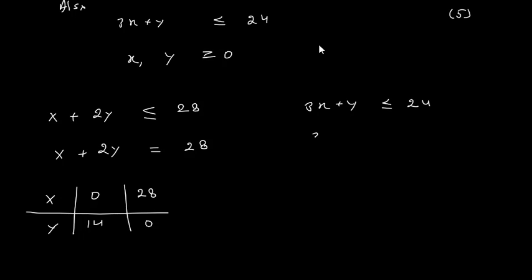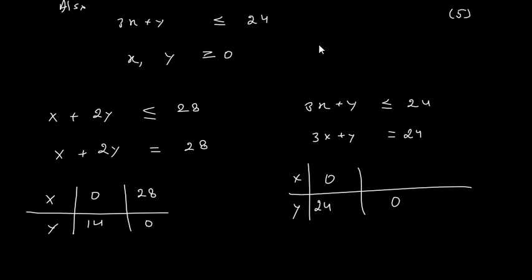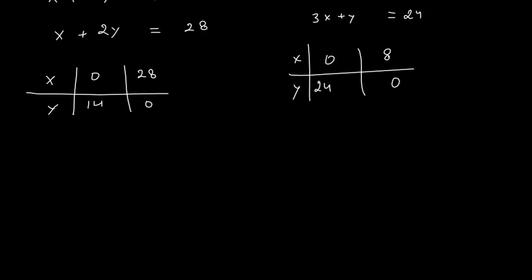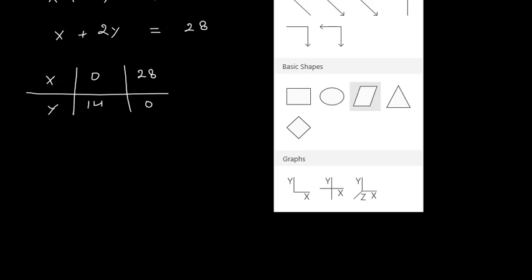So we consider 3x plus y equal to 24, and here again, when we take x as 0, I get y as 24. When I take y as 0, I will get x as 8. X is greater than 0, y is greater than 0, that indicates that I should see in the first quadrant only. Now let us draw the graph to represent this situation.